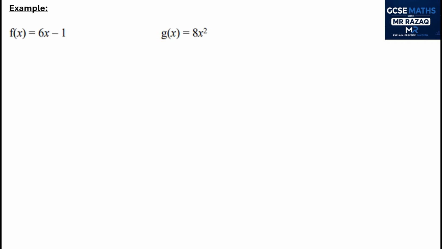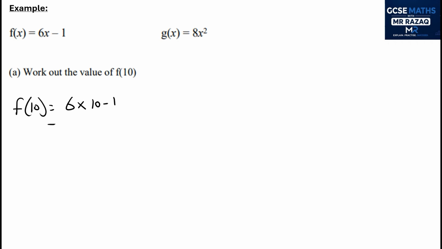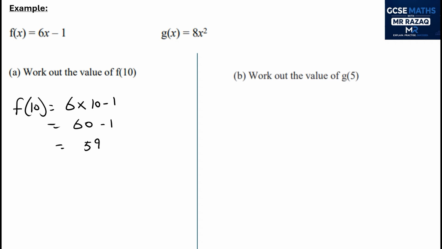Let's look at an example. You've got the function f of x is equal to 6x minus 1. You've got another function, g of x is equal to 8x squared. We have been asked to work out the value of f of 10. The first thing I'm going to do is work out 6 times 10 minus 1. What is 6 times 10? 60 minus 1. And the answer is 50.